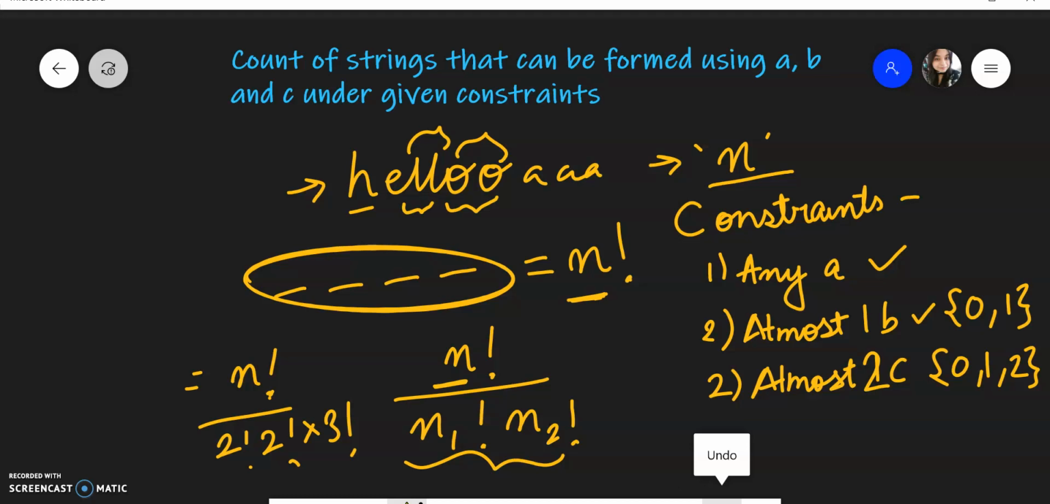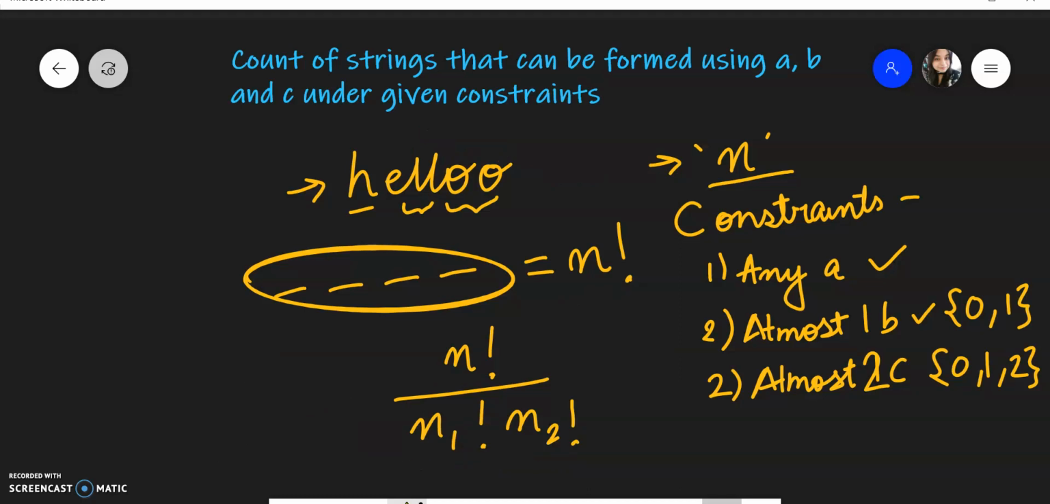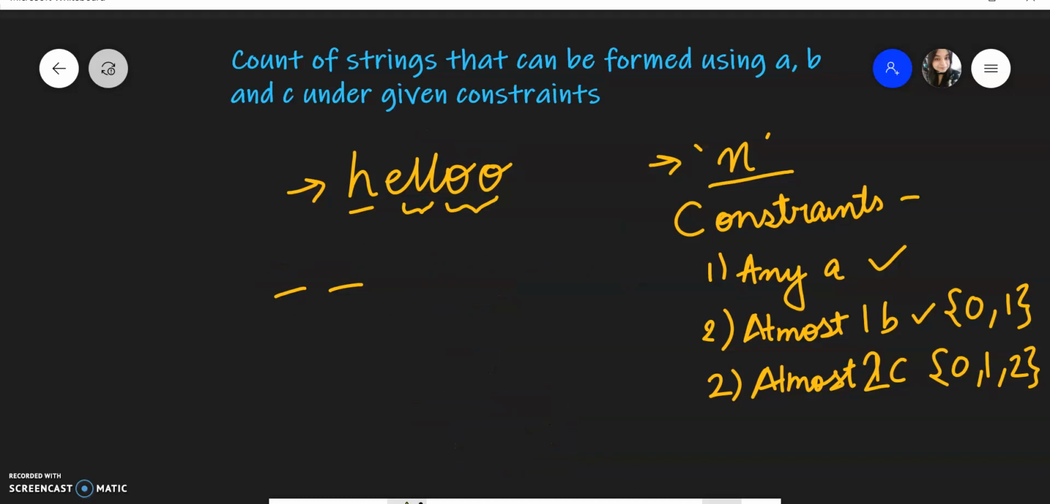If you are still not sure how this formula comes up, I recommend that you Google permutation and combination for repeating characters, and you can see how this formula works. So yeah, we'll divide our question into the cases that can be formed, and we'll use this simple formula.